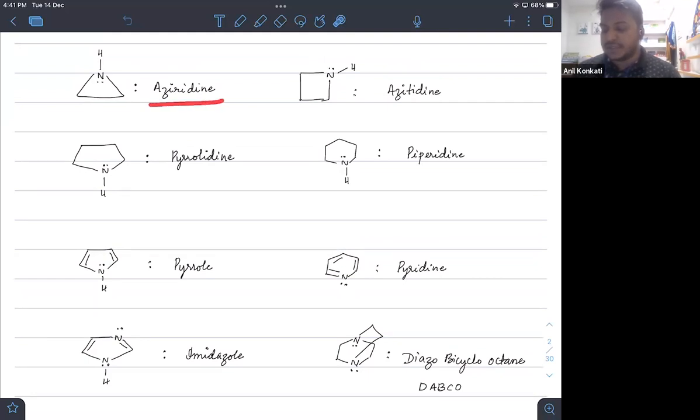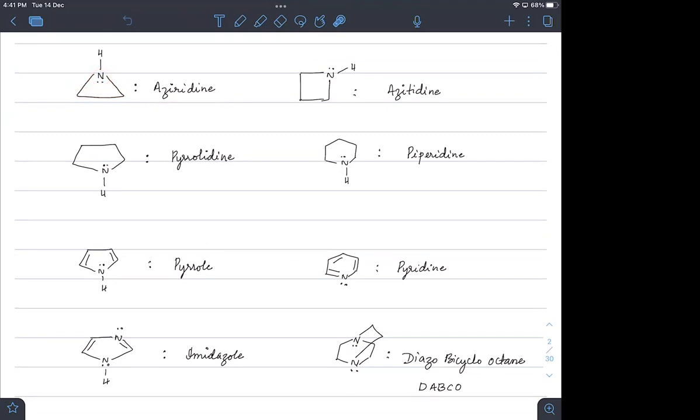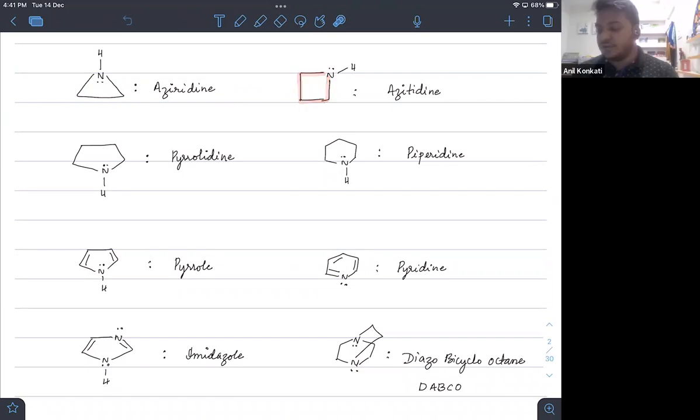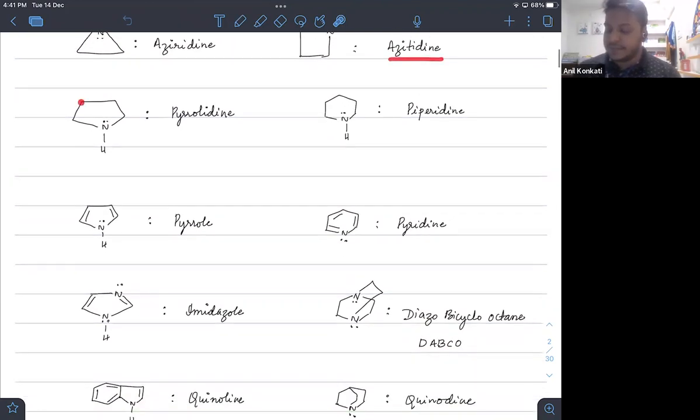First one, aziridine. It is like a cyclopropane group with nitrogen at one end. So that will be aziridine. If you have cyclobutane and one position is occupied by nitrogen, then that is azetidine. If it is cyclopentane, then it is pyrrolidine. And if it is 6, then it is piperidine. So these two are more useful for us.